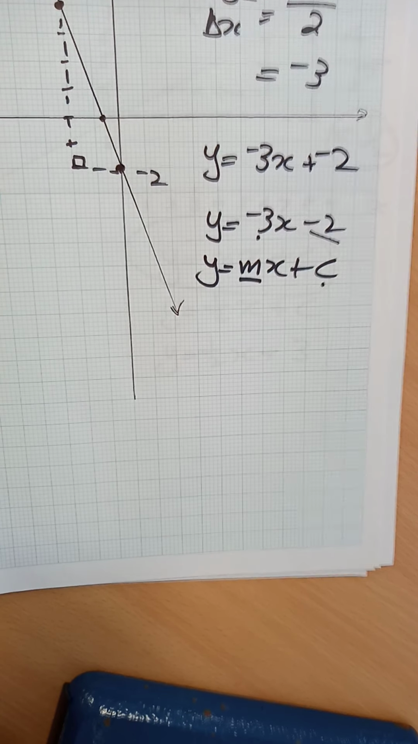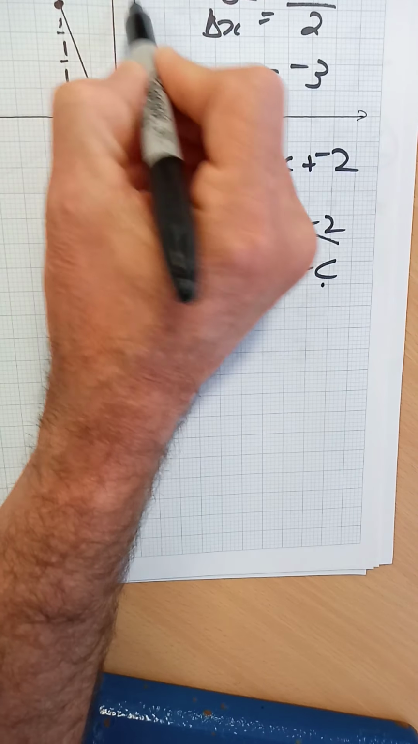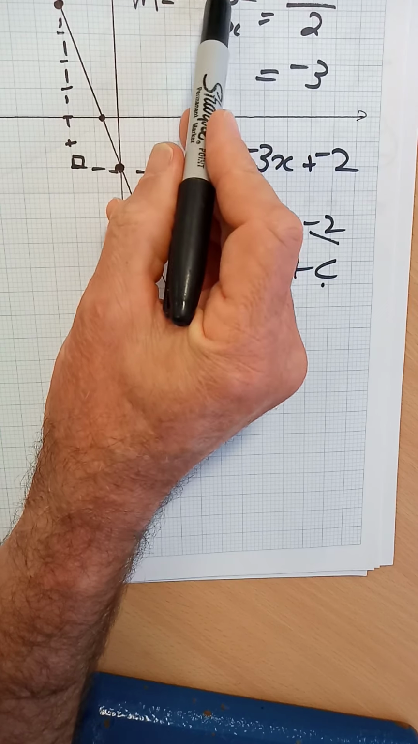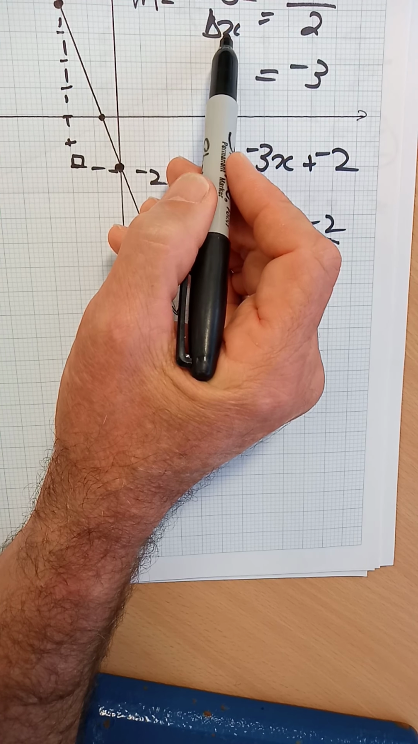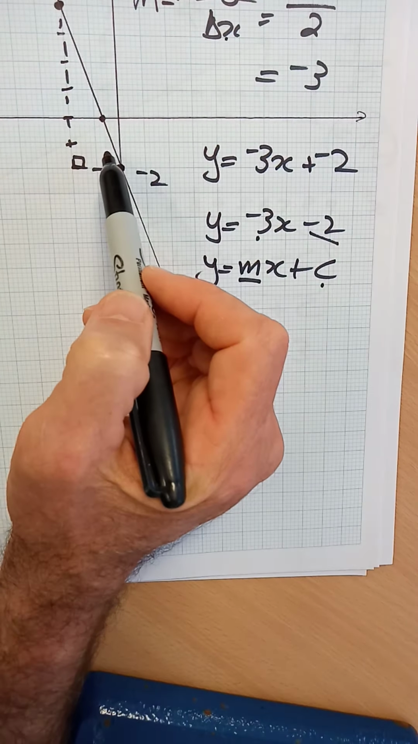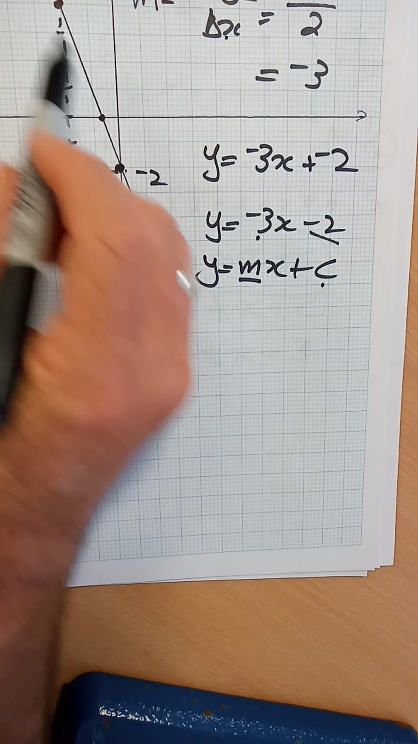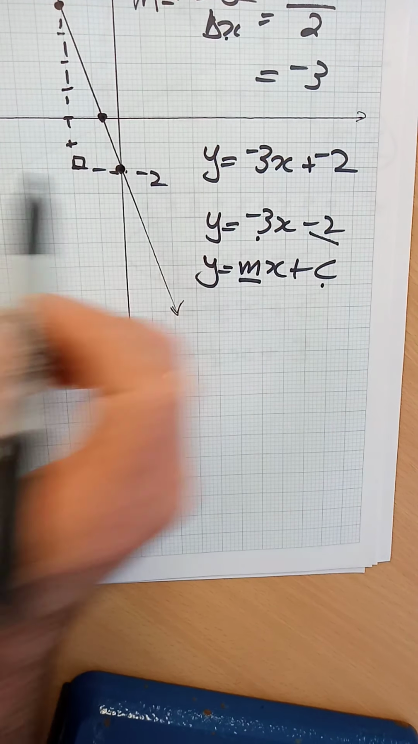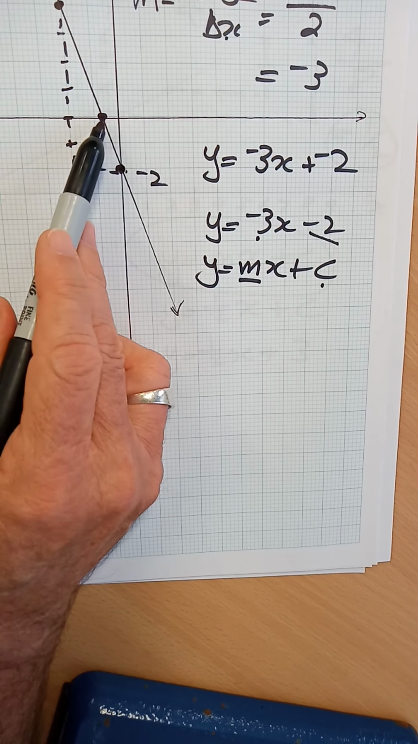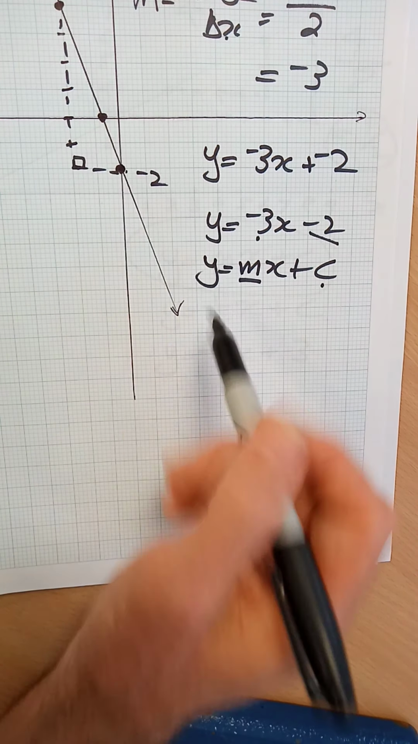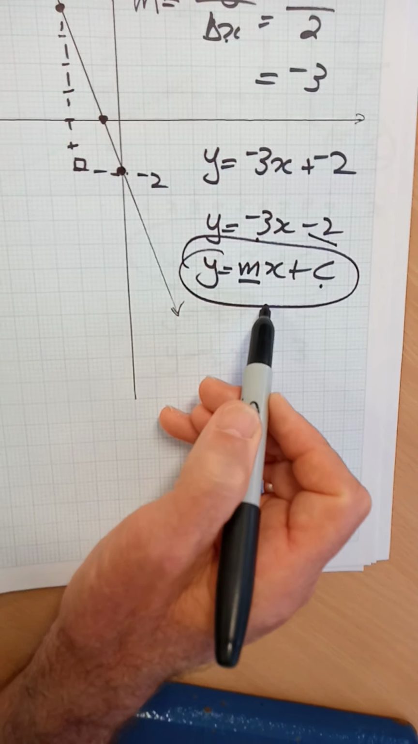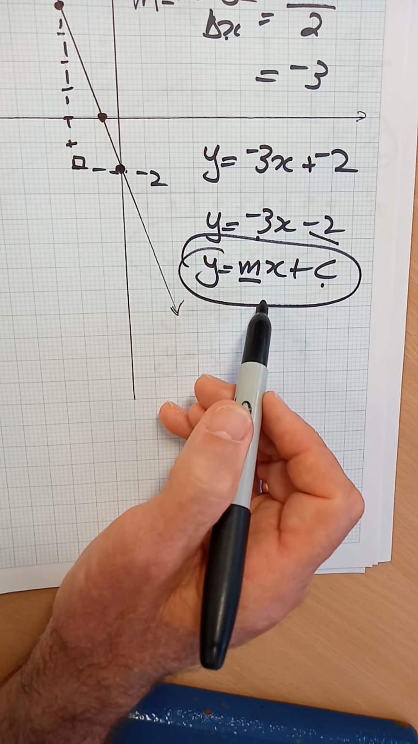All right. So the gradient is the change in y values over the change in x values. The x and y intercepts are simply where the graph intercepts the y-axis and the x-axis. And y equals mx plus c is the general form of a graph.